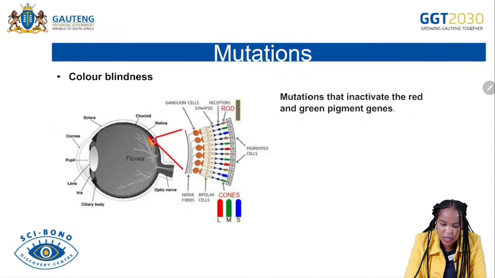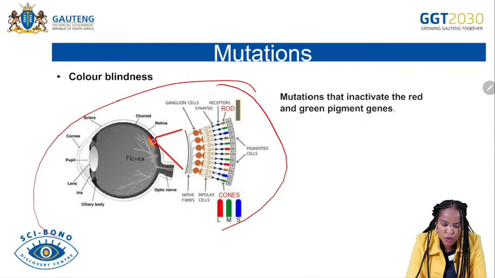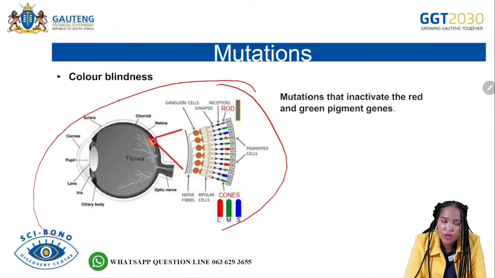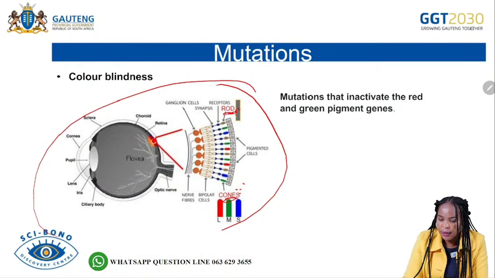So this is just a picture to show you the eye, but believe you me, you're going to understand this full picture well when you do the human response to the environment, when you study the eye. But when you look at this part, this is the part that is called your retina, and then it has your rods and cones. So these are the photoreceptors that we were talking about. So that gene mutation will be taking place at these two parts.